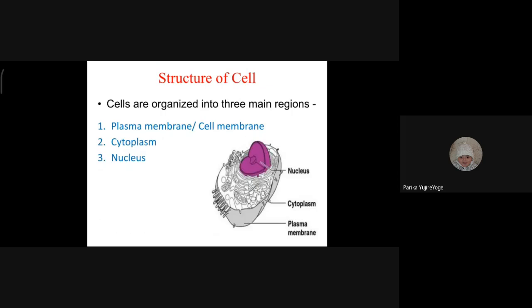Okay, next. Structure of cell. Mainly, the cell is categorized into three parts: plasma membrane or cell membrane, cytoplasm, and nucleus. Please show me the last slide, please.